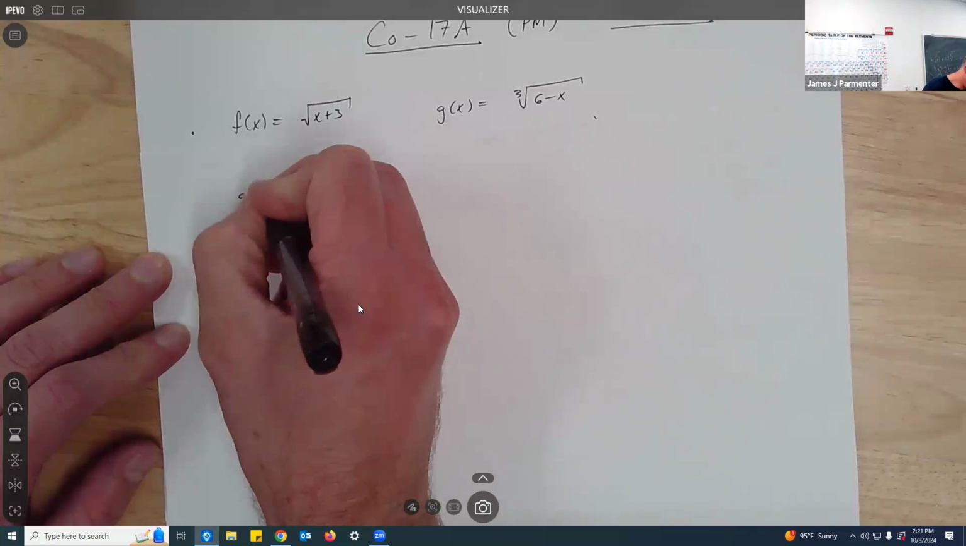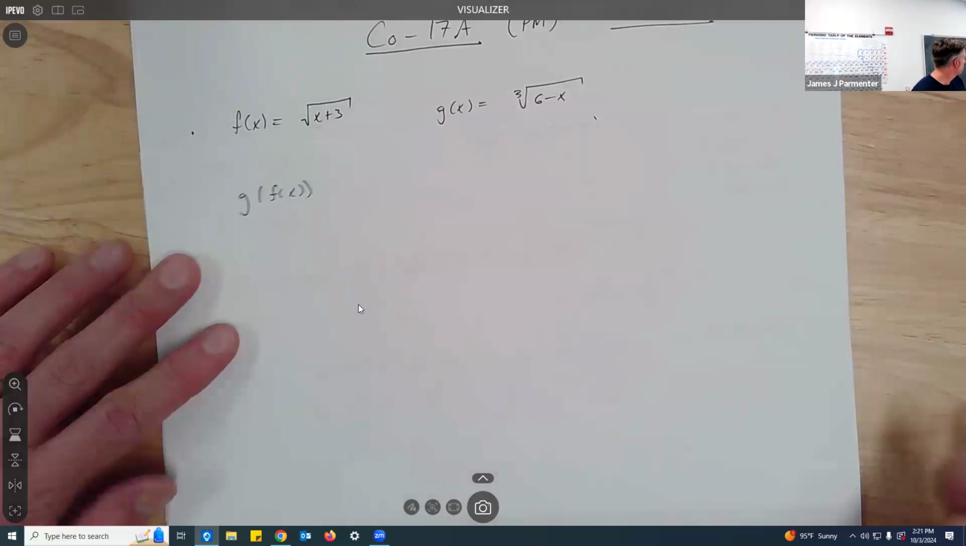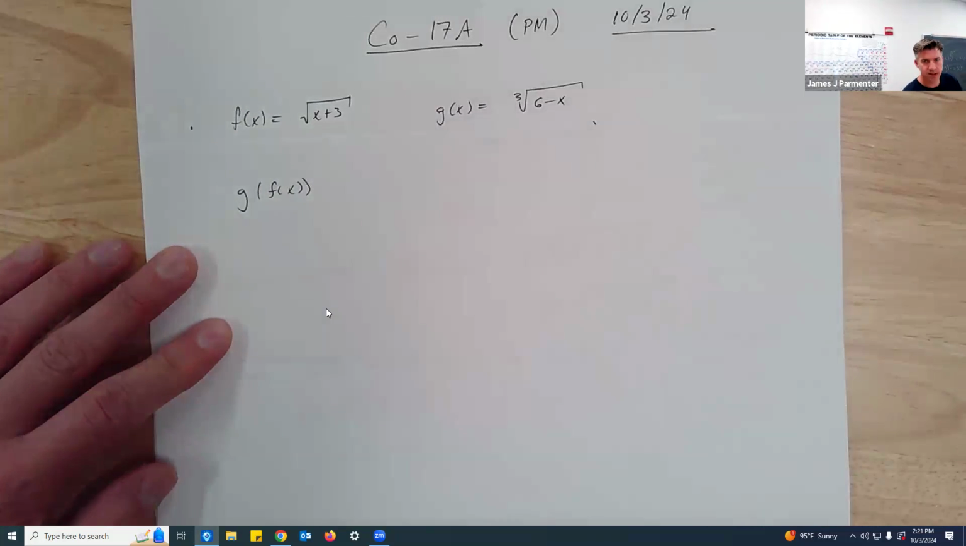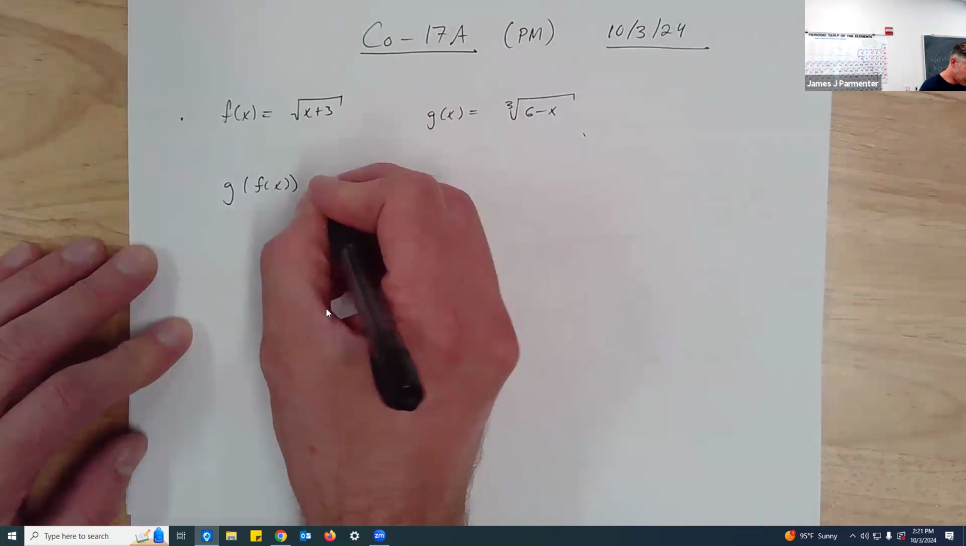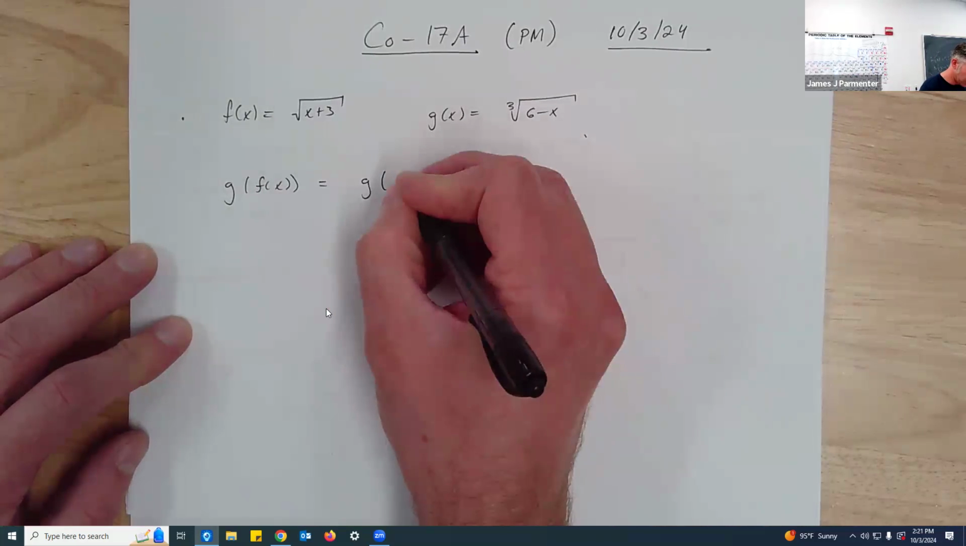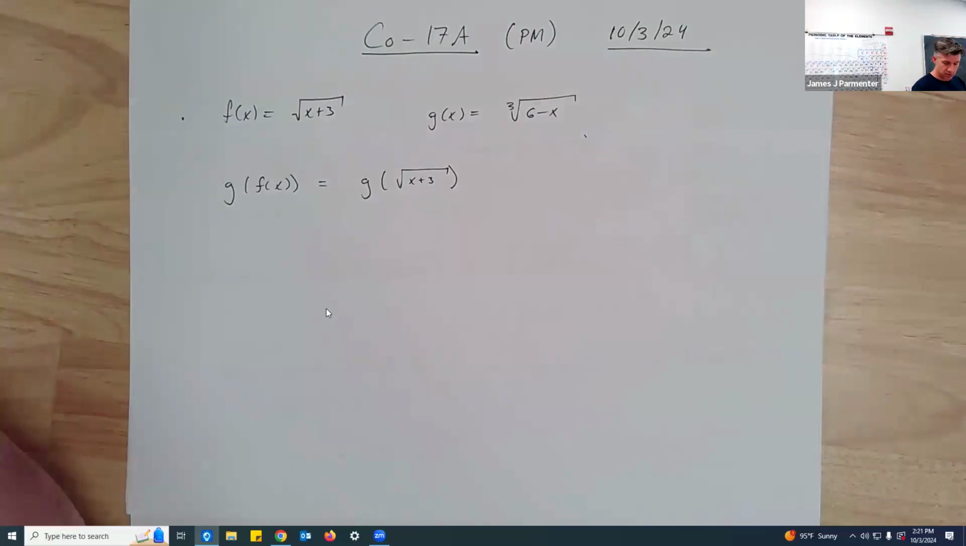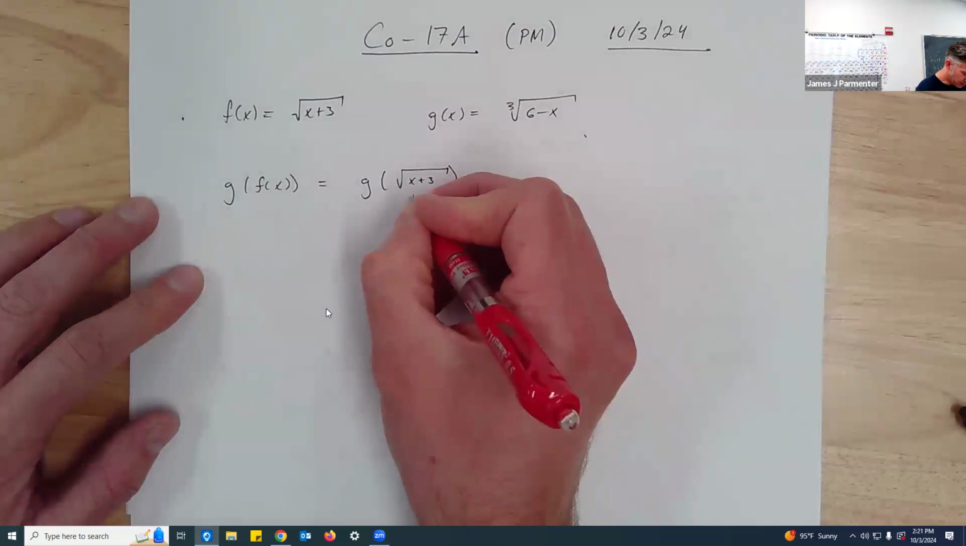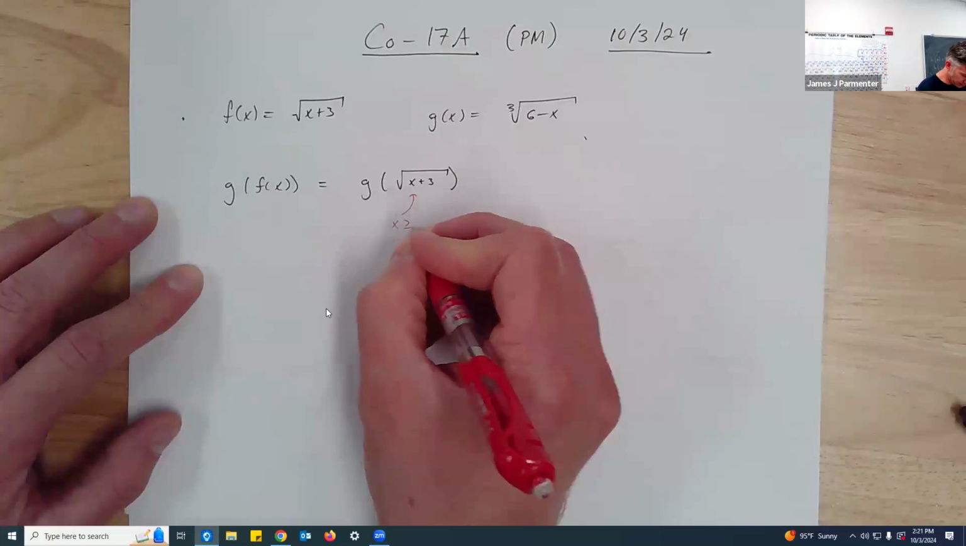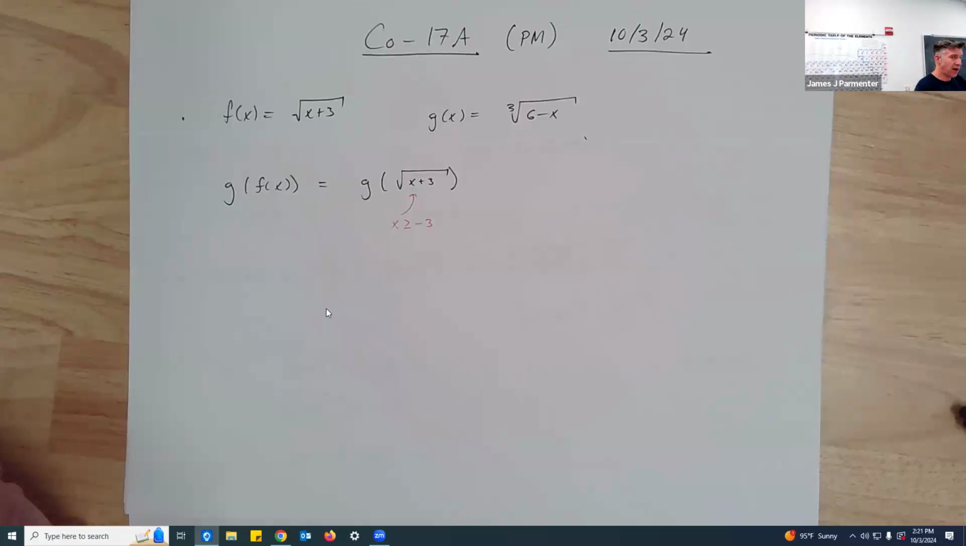G of f of x. Same idea. It's going to be g of the inside function. And I'll point out here, we have to obey the inner domain. So right here, I already know that x is going to have to be bigger than or equal to negative 3. For sure. And then maybe also we'll lose something else. But definitely the biggest the domain could be is all the real numbers bigger than or equal to negative 3. And maybe it's going to be a smaller set than that, actually. Probably won't be, but it could be.